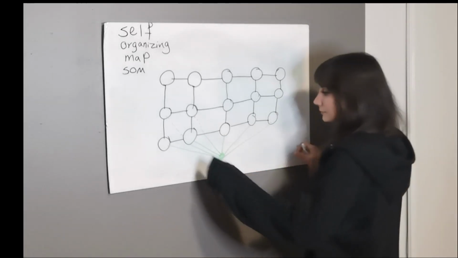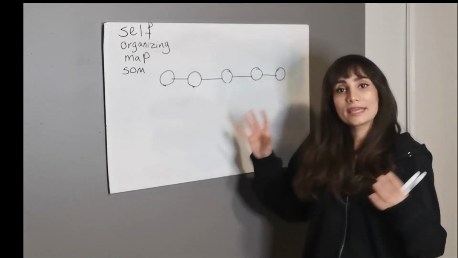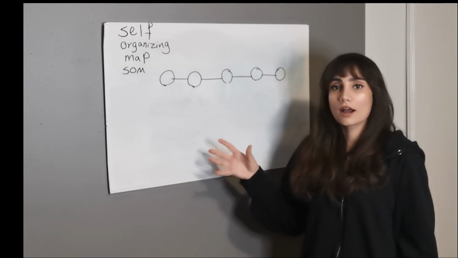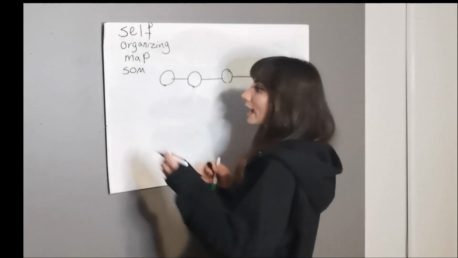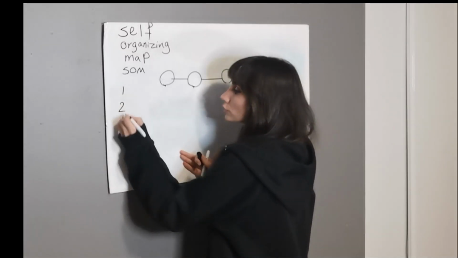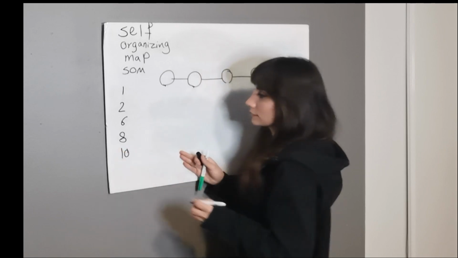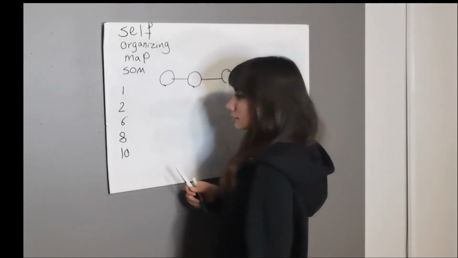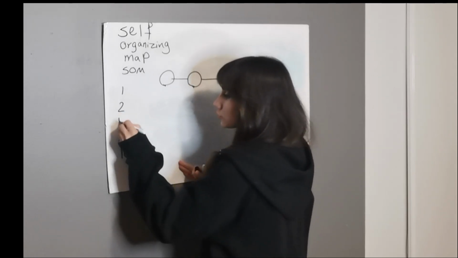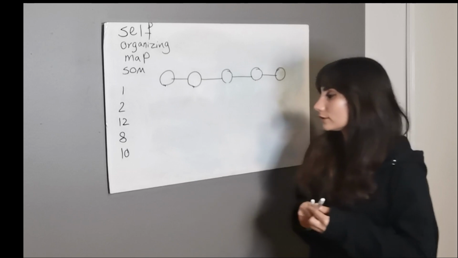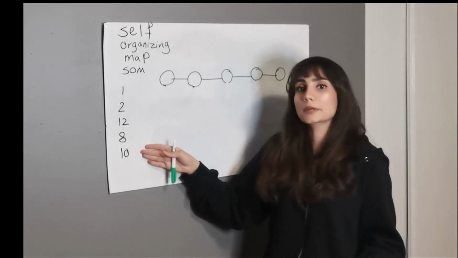Okay, so to make this process easier, I'm going to have, for example, a few numbers here. I'm going to have 1, 2, 6, 8, 10. They don't have to be all like that, so let me just change this one to 12 so it doesn't look like all of them are. So these are the data points that I have, okay?